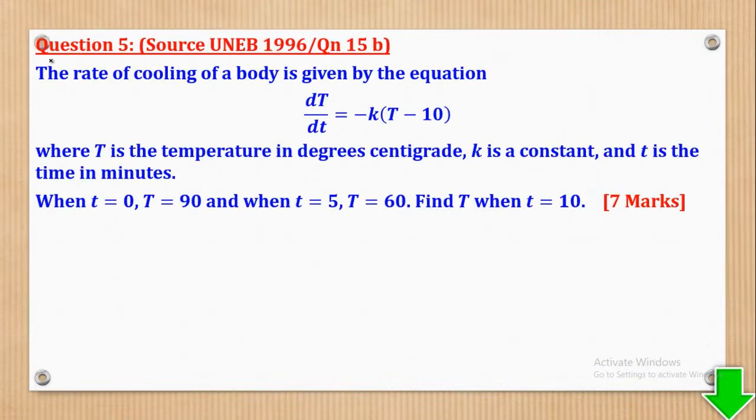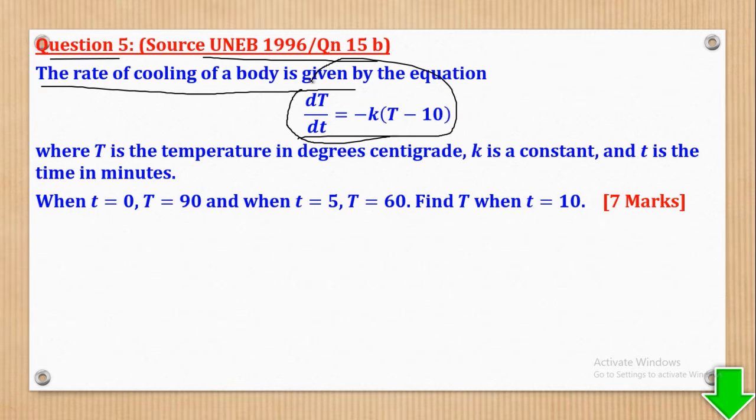So now we shall go to question 5. Question 5 came from UNEB 1996, paper 1, question 15b, and says the rate of cooling of a body is given by the equation this. Like I said, sometimes they give you in word form or they give you the differential equation. So this time they have written for us the differential equation to solve, where T is the temperature in degrees centigrade, K is a constant, and t is the time in minutes.